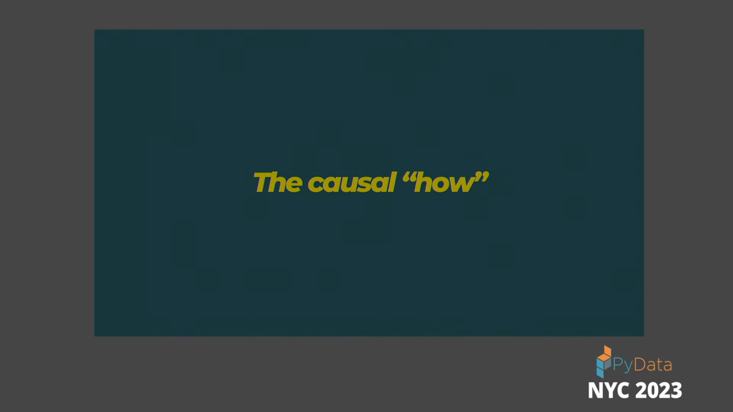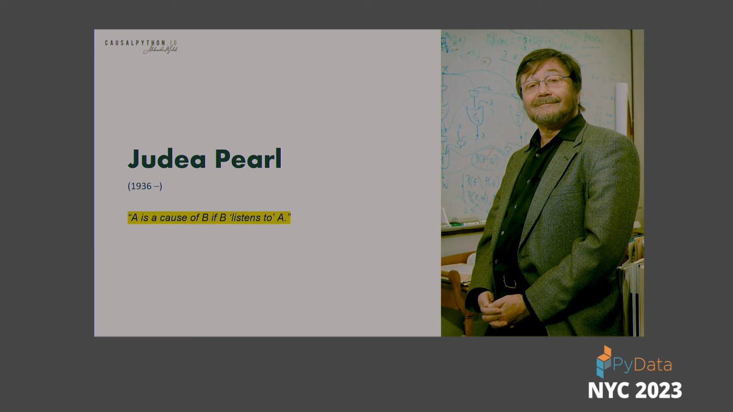Okay, so how can we translate all those beautiful abstract ideas into something practical? We started with this idea of the definition of causality from Judea Pearl. A is a cause of B if B listens to A.